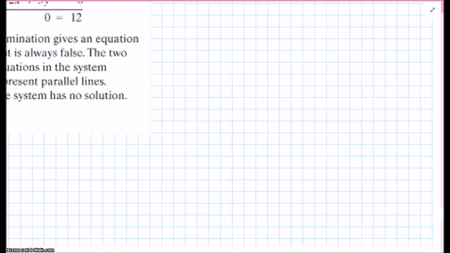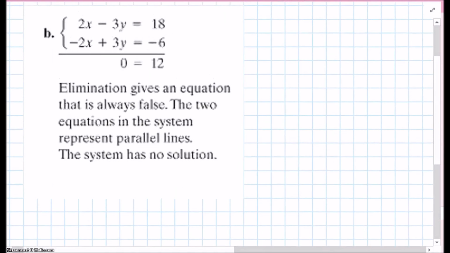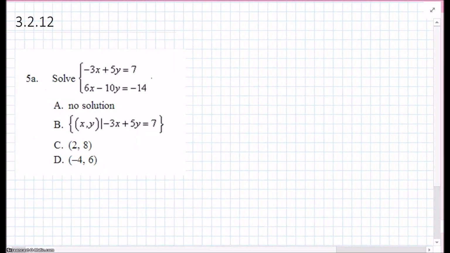All right, now let's look at the second example. 2x minus 3y equals 18, negative 2x plus 3y equals negative 6. Elimination gives us an equation that's always false. The two equations in the system represent parallel lines and hence have no solution. All right, so here we go, solve.